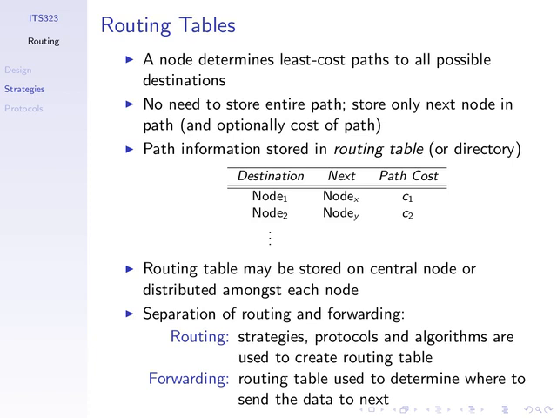So instead of storing all of this information, the routing table at node 1, if we ignore the cost to keep things simple, has a destination, either node 2, 3, 4, 5, and 6, and the next node.